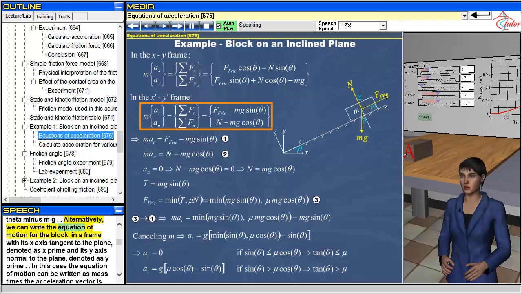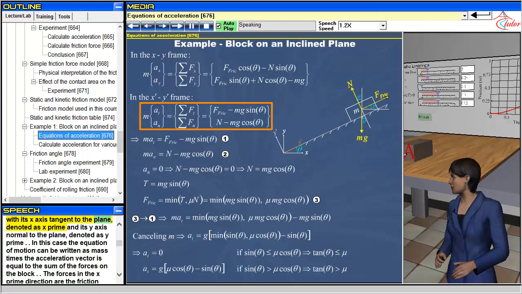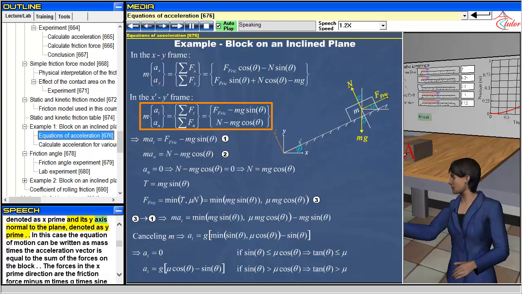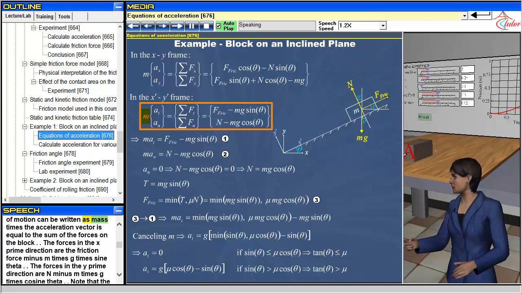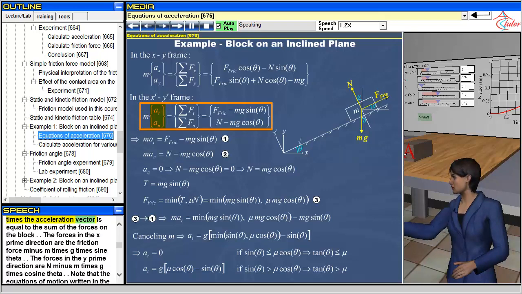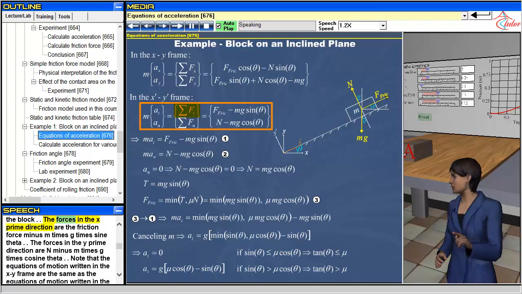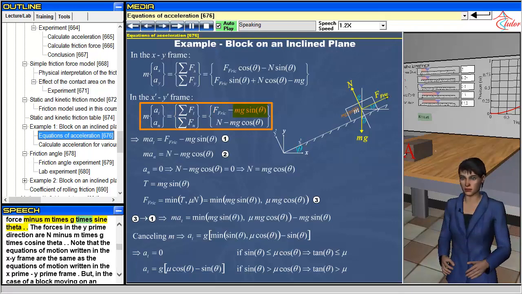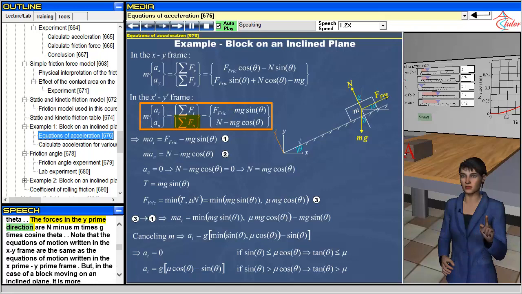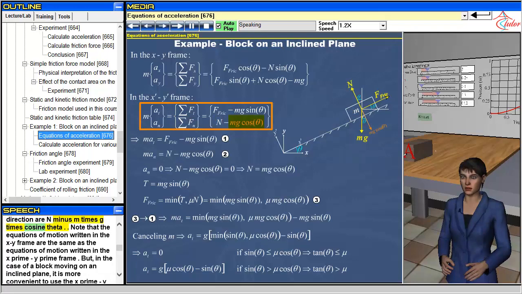Alternatively, we can write the equation of motion for the block in a frame with its x-axis tangent to the plane, denoted as x prime, and its y-axis normal to the plane, denoted as y prime. In this case, the equation of motion can be written as mass times the acceleration vector is equal to the sum of the forces on the block. The forces in the x prime direction are the friction force minus m times g times sine theta. The forces in the y prime direction are N minus m times g times cosine theta.